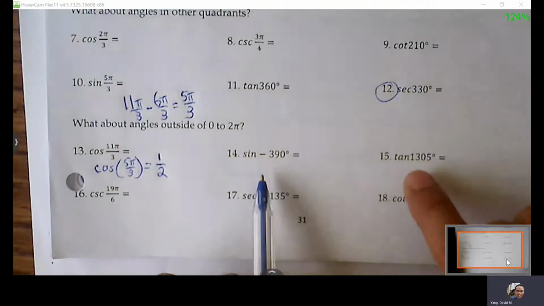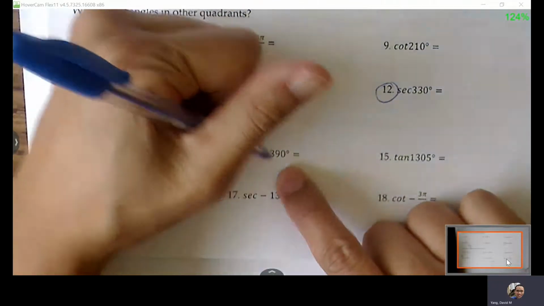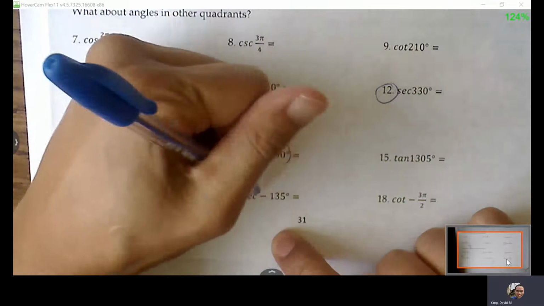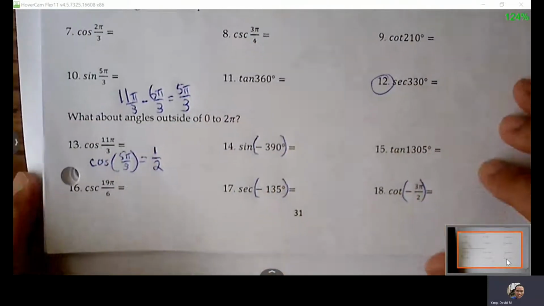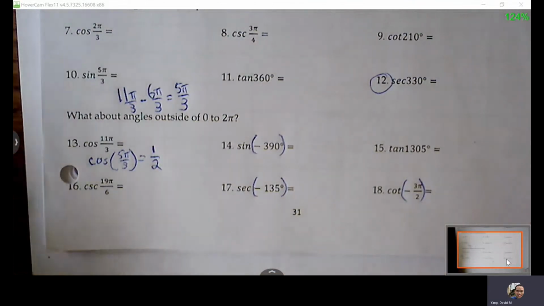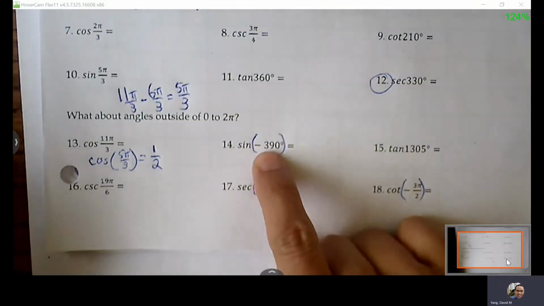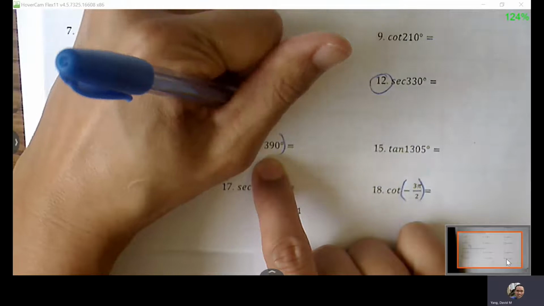Cosine of 5 pi over 3, we simply look at the x value, 1/2. Okay. These look like we're subtracting, but that's just a really long negative sign here. So maybe put parentheses around it, easier to interpret. So we want to find sine of negative 390. Negative 390 is not as easy for us to locate without making some adjustments. So we'll go ahead and do what with it? Make it easier to interpret.